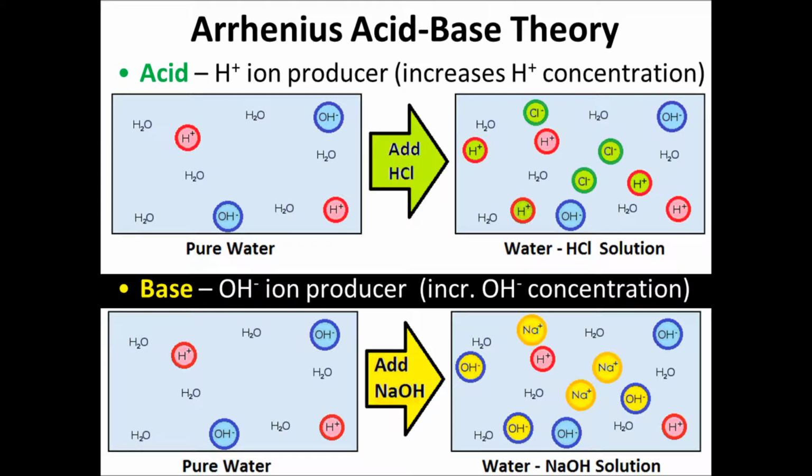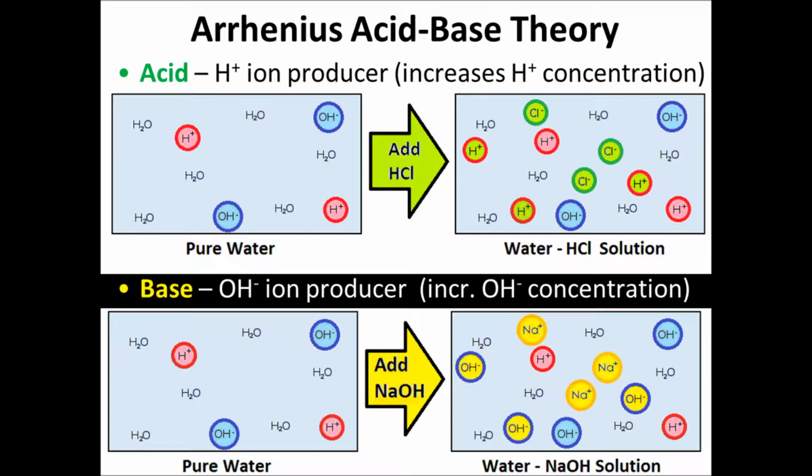Let's start with the Arrhenius acid-base theory. This is the one that we looked at in the last video. An Arrhenius acid is a hydrogen ion producer, and because it produces hydrogen ions, it increases the hydrogen ion concentration in a solution. For example, if we have pure water, that means that we have a whole bunch of H2O floating around, and a very, very small amount of that substance actually does break apart into H plus and OH minus ions, but we'll talk more about that later.